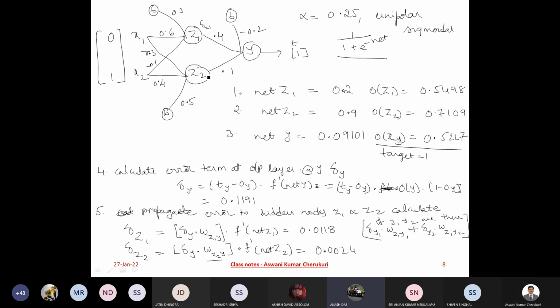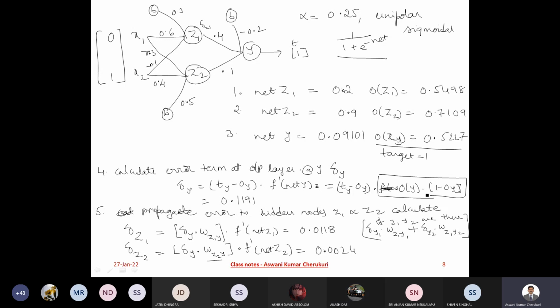Okay, actually, I'm getting a different answer, that's why I'm asking. And f dash net Z2 will be 1 minus 0.7109, right? Yeah, it is like this. How do you calculate f dash net Z2? It is f net Z2 into 1 minus f net Z2. See the first derivative, how you are calculating, like how we have written here.